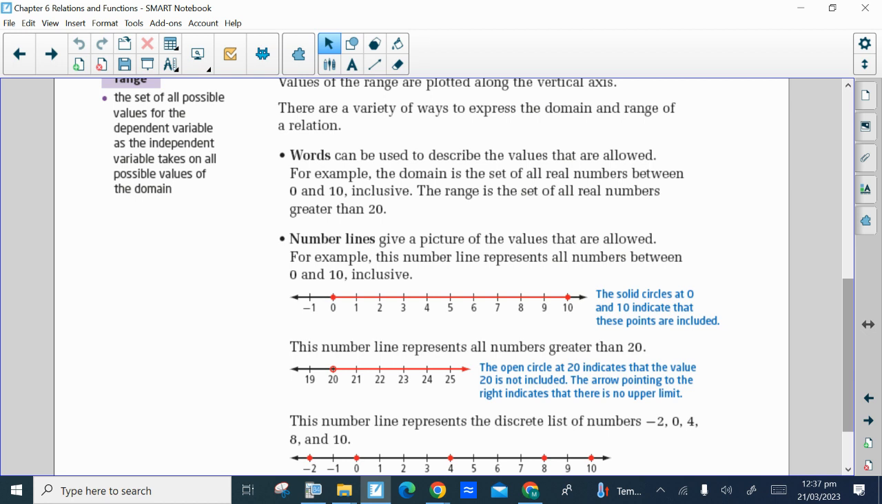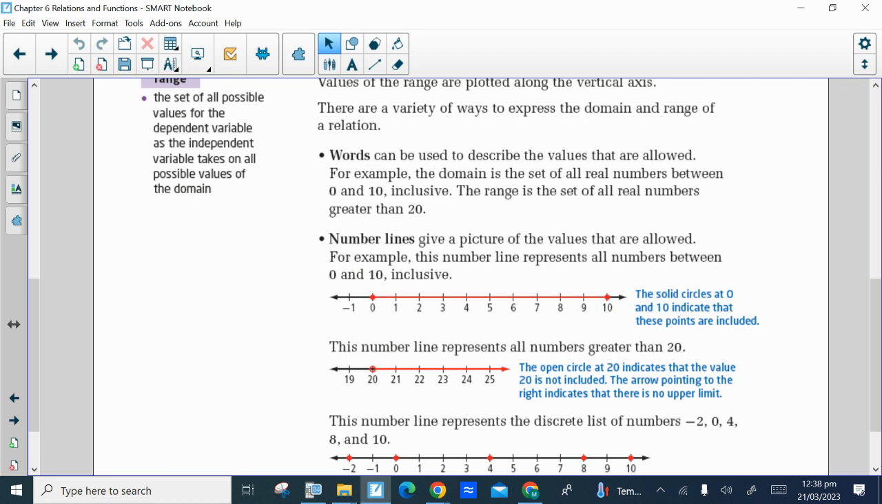The range is a set of all real numbers greater than 20. So again, when it says real numbers, that means all the fractions, all the decimals. And then it says greater than 20, not equal to, so 20 is not included. But every number greater than 20, all the fractions, all the decimals, all the integers are part of that. So there's two examples of using words to describe domain and range.